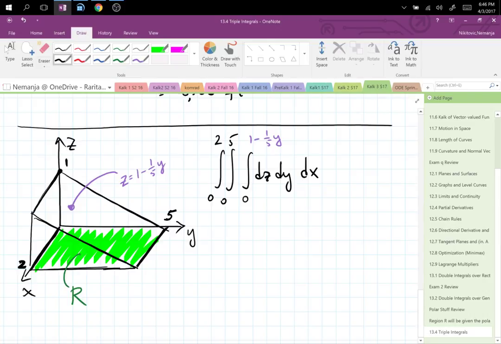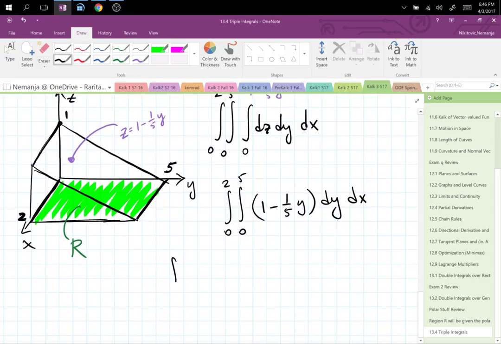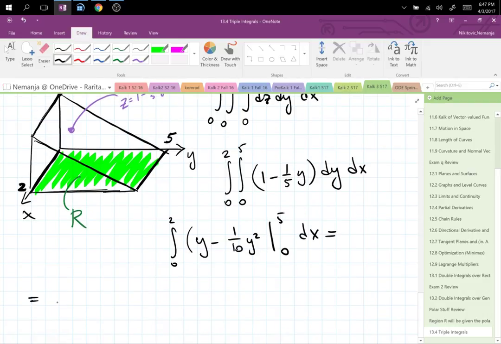And now we integrate that. 0 to 2, 0 to 5. Integrating this, it's going to be 1 minus 1/5 y. You have to put in parentheses because it needs to be multiplied by dy dx. Now we integrate again, and we get y minus 1/10 y squared from 0 to 5. Still have dx to deal with, 0 to 2. Now plug in 5.